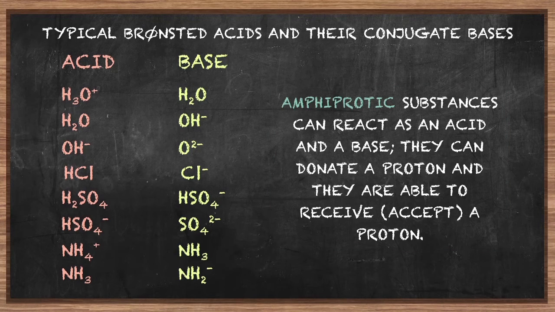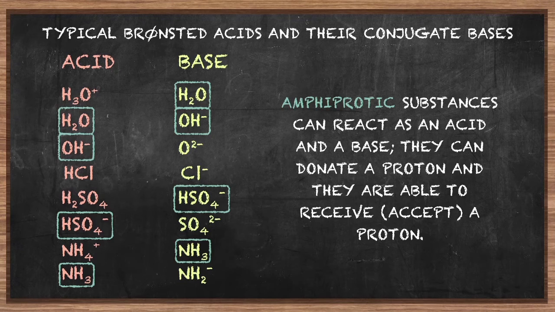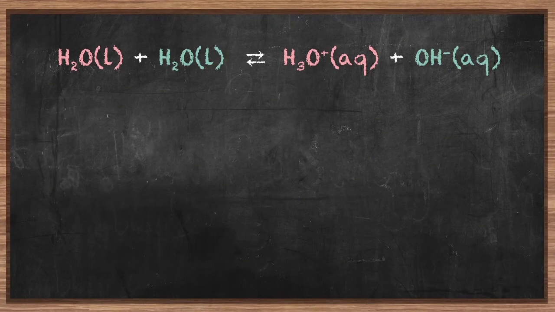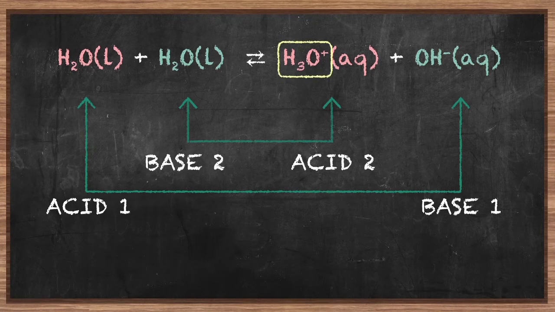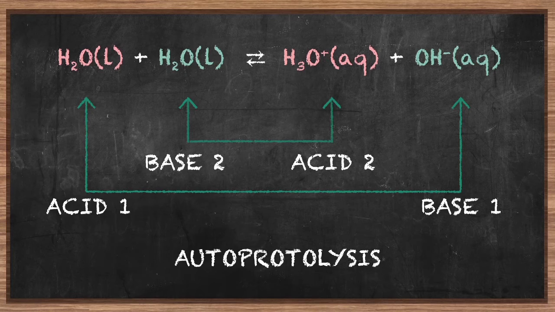Let's highlight the amphiprotic substances in this table. Water is the perfect example of amphiprotic behavior because it simultaneously acts as an acid and a base when it forms the hydronium ion H3O+ and the hydroxide ion OH-. The process of water acting simultaneously as an acid and a base in the same reaction is called autoprotolysis.